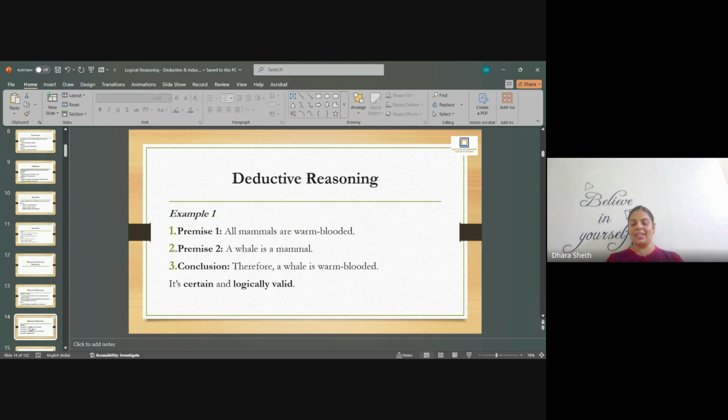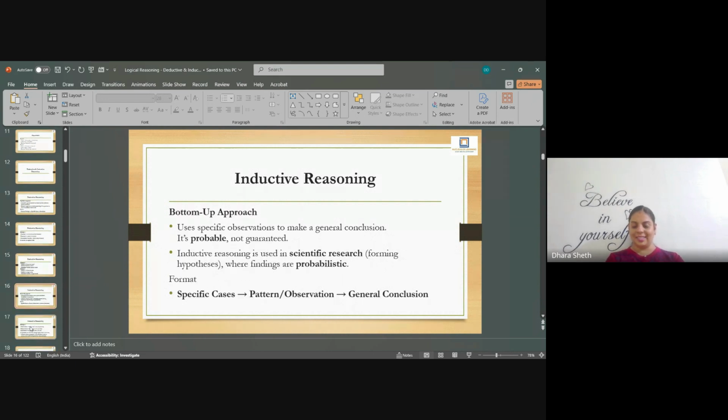Now to understand how inductive is different, let's take inductive reasoning. It uses specific observations to make a general conclusion. It is probable but not guaranteed, whereas deductive reasoning is truth preserving. Inductive reasoning is used in scientific research. You form hypotheses, you think of things which may or may not be, and then based on your findings, you decide what's true. The format is: there are specific cases, there's a pattern or observation, and finally what comes at the end is a general conclusion.